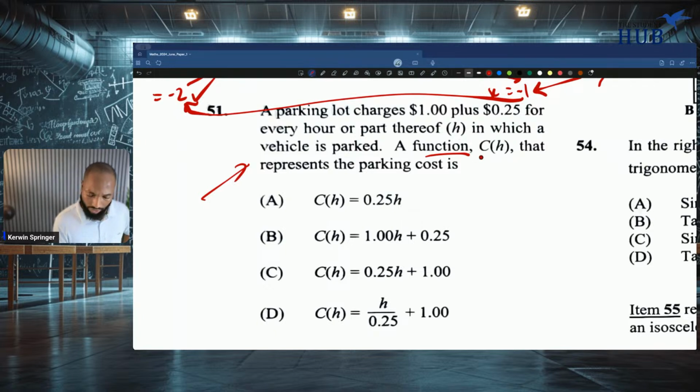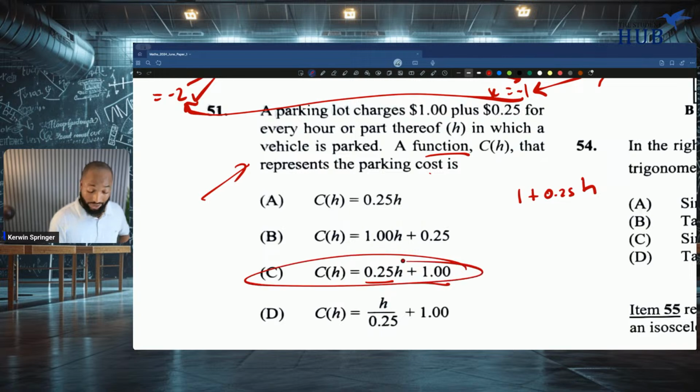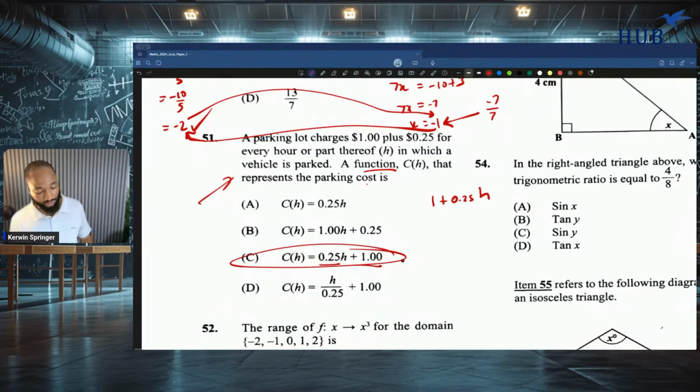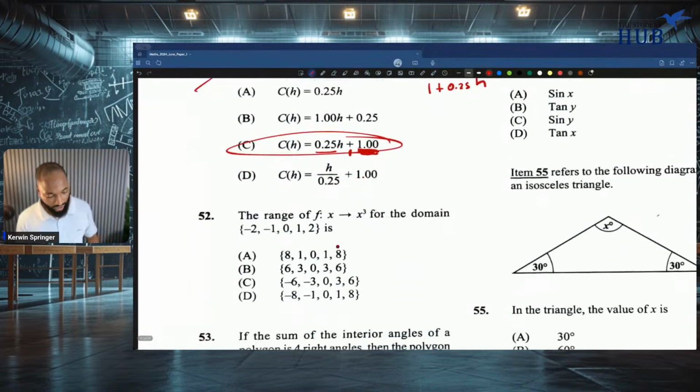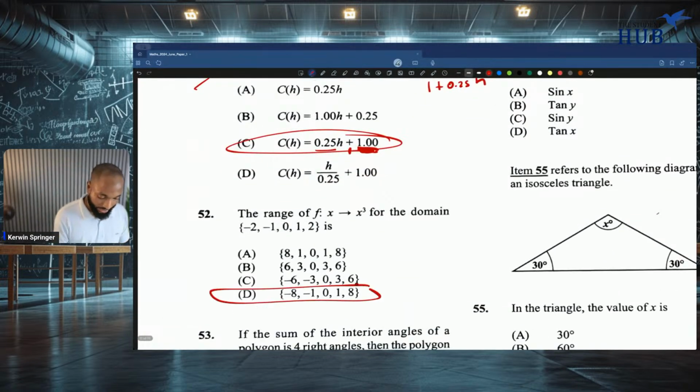I get that? A function C(h) that represents the $1 plus 0.25 times every hour. Why does it take so long for me to understand what's going on there? It's the tiredness. So it charges you $1 plus 25 cents times the number of hours. That's the function. So the range of values for this is a highly repeated thing.